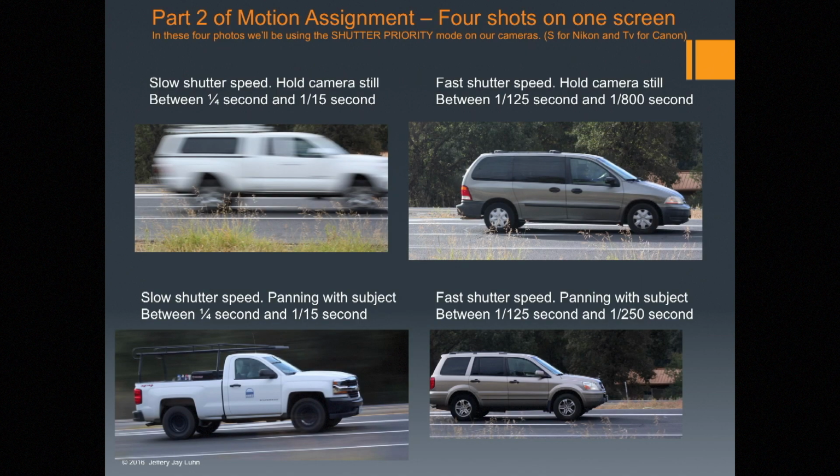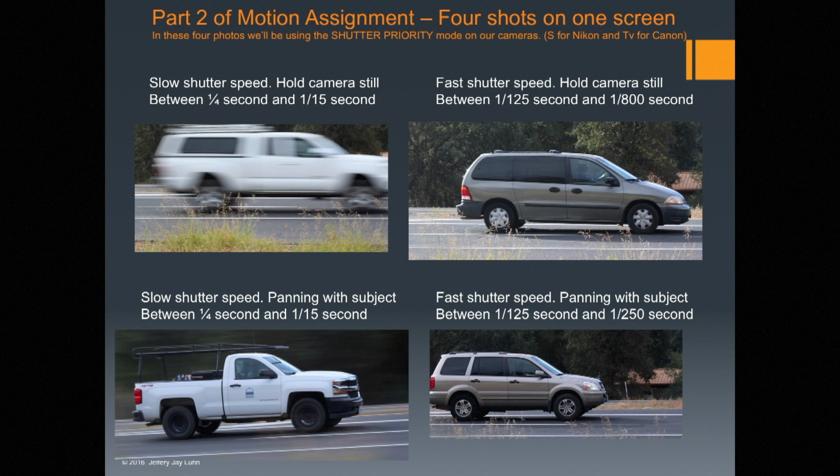Okay, now we're going to do part 2 of the motion assignment. There's 4 shots on one screen. In these 4 photos, we're going to be using the shutter priority mode on our cameras. That could be S for Nikon or Tv for Canon. This will allow you to choose the shutter speed, and then the f-stop will compensate. If you're comfortable with the P mode, you could stay in the P mode. You can still achieve these results with the P mode. We're really concentrating on the shutter.